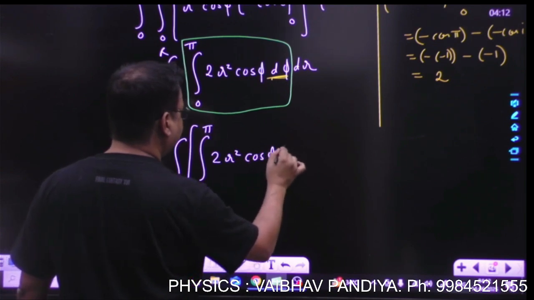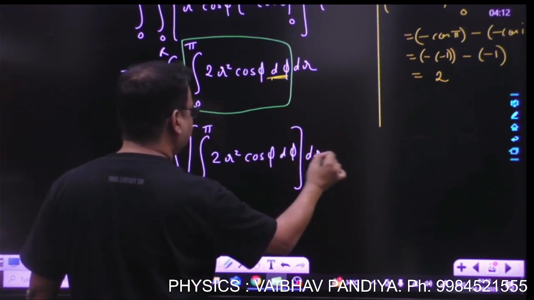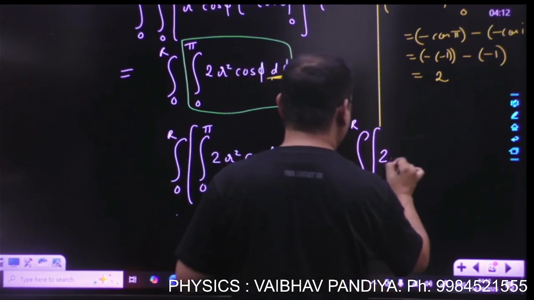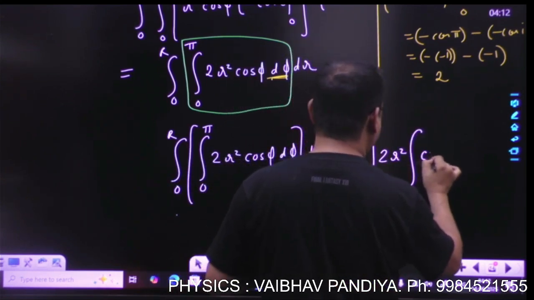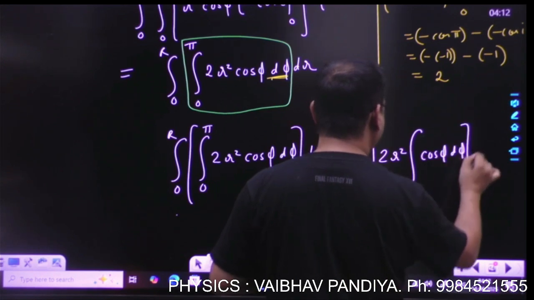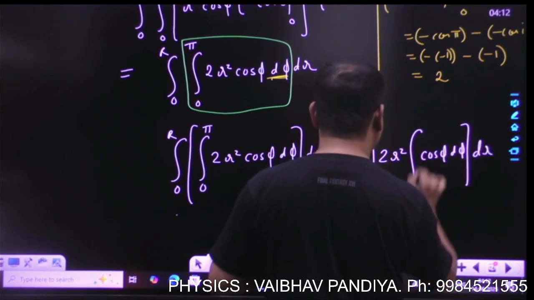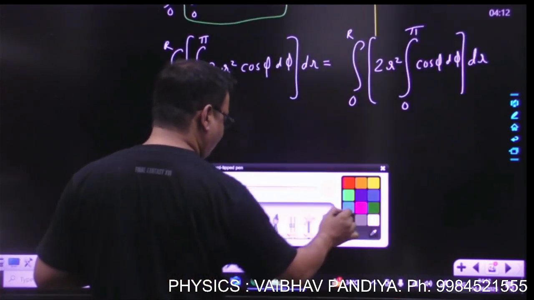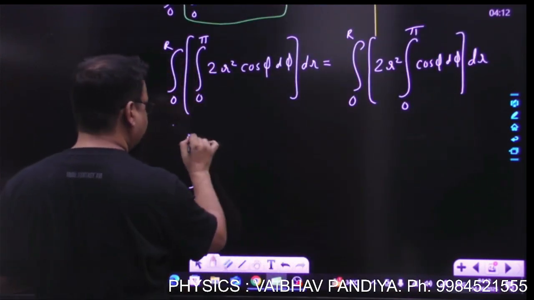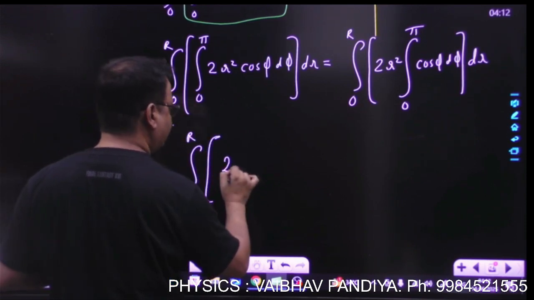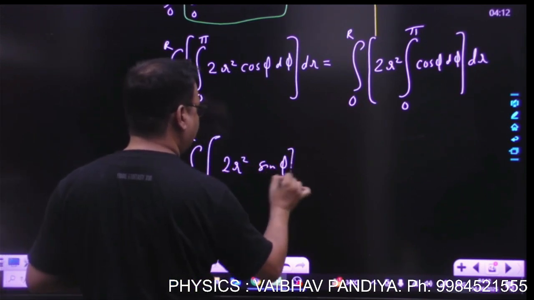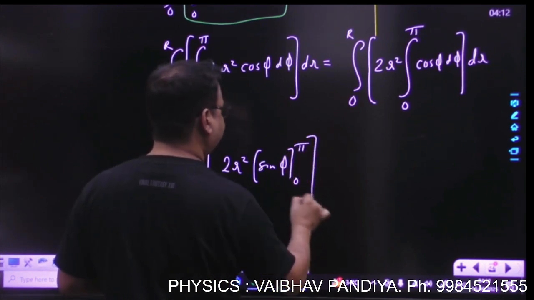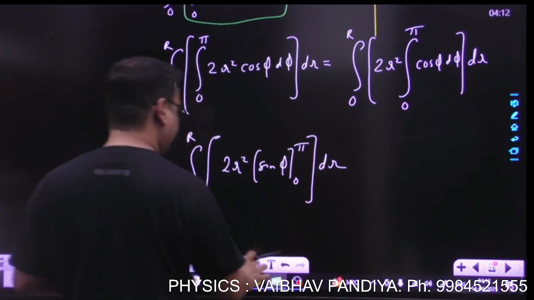So I'm writing this thing, putting the bracket dr, so I'll get 0 to capital R, bracket, and I can take 2r square outside the integral. What is left is cos phi d phi dr within the limits 0 to pi, correct? Now what is the integral of cos phi? It is sin phi, so we will have 0 to r, we'll put the bracket 2r square sin phi within the limit 0 to pi, and what is left is dr, correct?